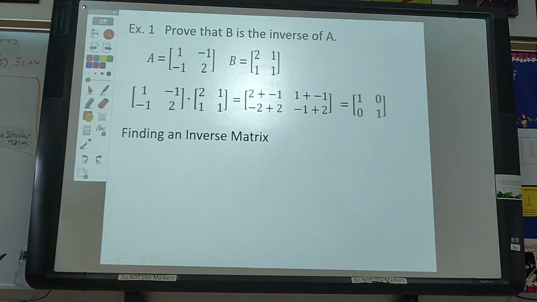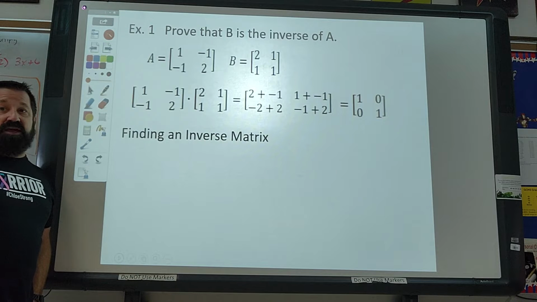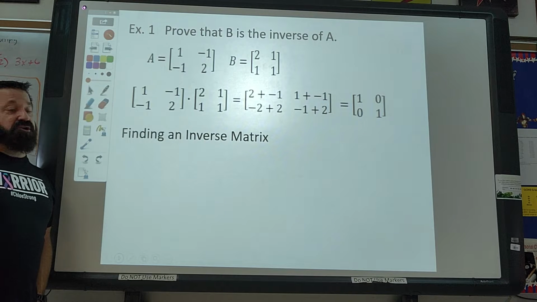So now that I showed you how to prove that two matrices are inverses, the question is, how do you find that inverse to begin with? Because later on, I'm going to show you that an inverse matrix has a couple different uses. Today, I'm going to show you how you could use it to solve a system of equations.